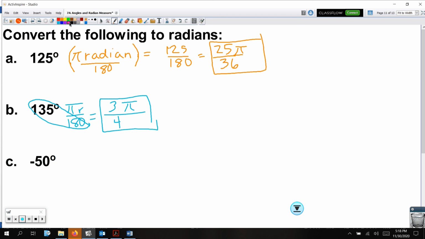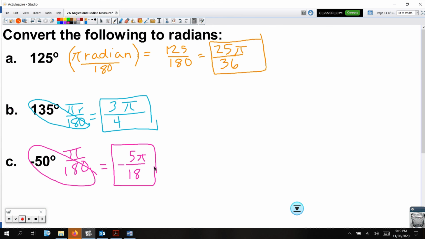Okay, so negative 50. Again, it's going to be negative 5 over 18. Make sure pi is there. That is radians. Okay, you're basically just dividing by 180, reducing that quotient, and putting pi in the numerator. Just down and dirty, easy peasy. You can do it. I know you can do it. It's just weird, but you can do it. All right, that's going from degrees to radians. Divide by 180, put pi in the numerator.